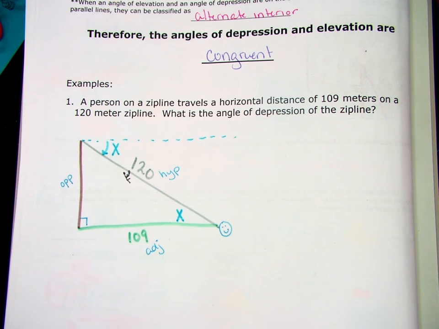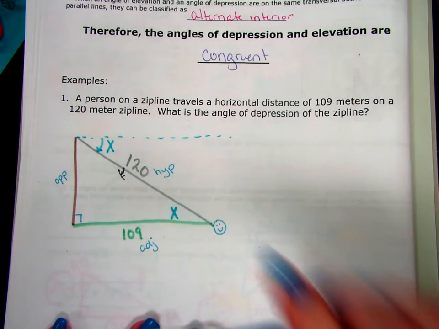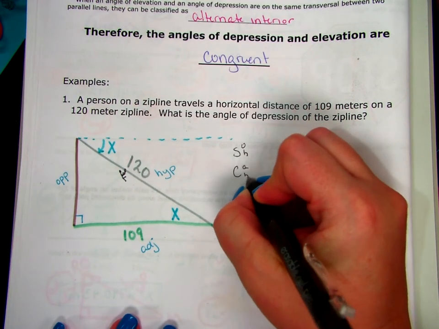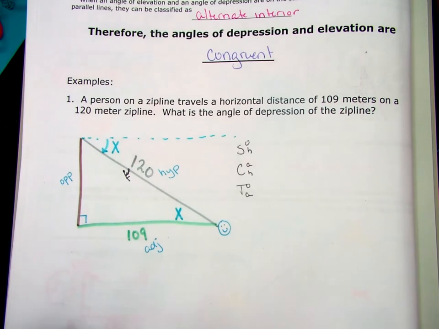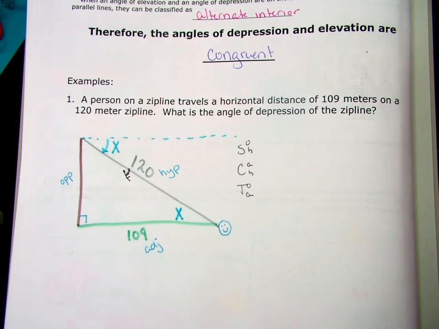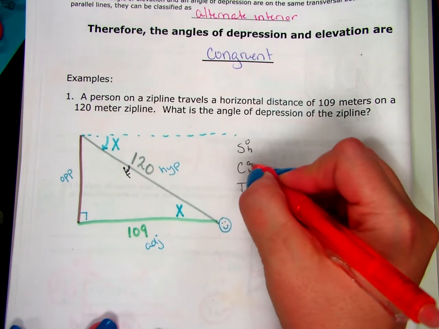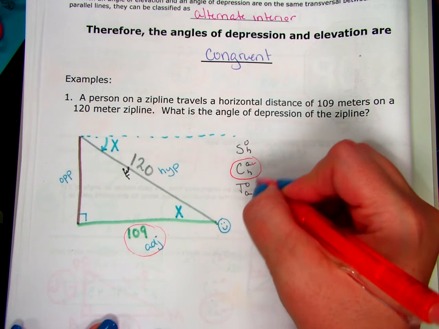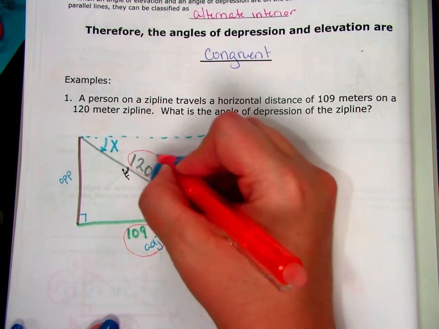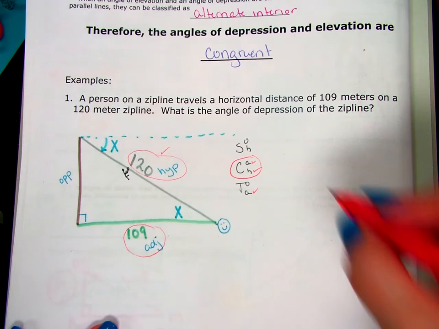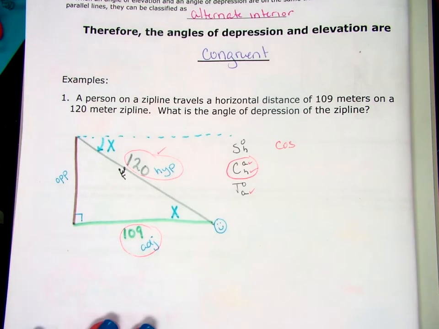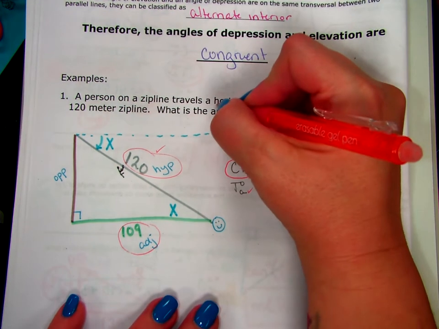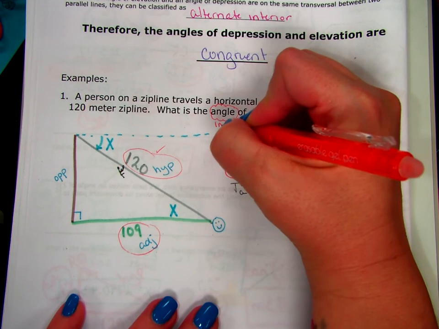All right, so when I look at SOHCAHTOA, which trig functions am I going to want to use? Cosine. Cosine says adjacent. Yes, I have the adjacent. And hypotenuse. Yes, I have the hypotenuse. So I'm going to use cosine. Am I going to cross multiply or inverse? Inverse, because this time I'm looking for an angle.